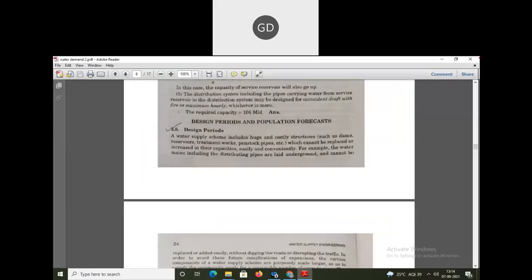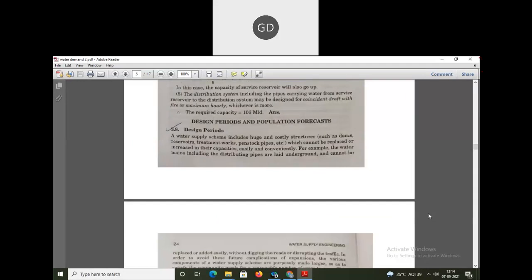Okay. So yesterday you learned about all the different kinds of demands and all the different kinds of drafts. Today we will be learning about the population forecasting method. Before learning the population forecasting method, you have to know one term, the design period.